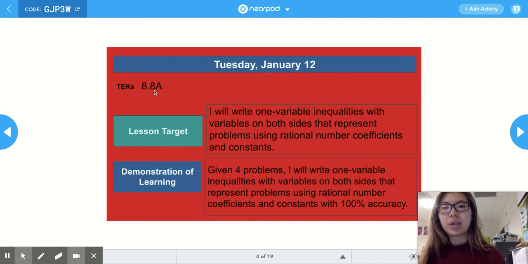Today's TEK is 8.8a. Our lesson target is, I will write one variable inequalities with variables on both sides that represent problems using rational number coefficients and constants. And our DOL is, given 4 problems, I will write one variable inequalities with variables on both sides that represent problems using rational number coefficients and constants with 100% accuracy.